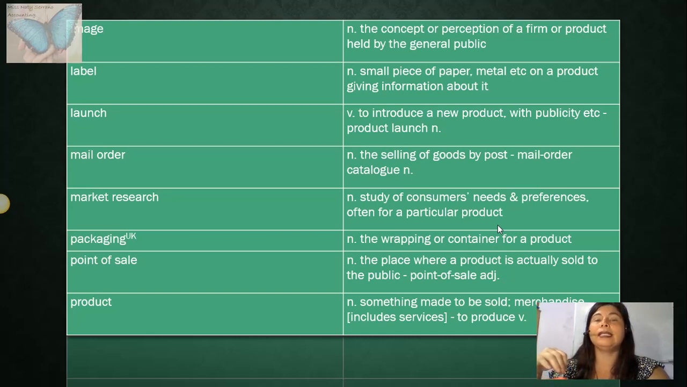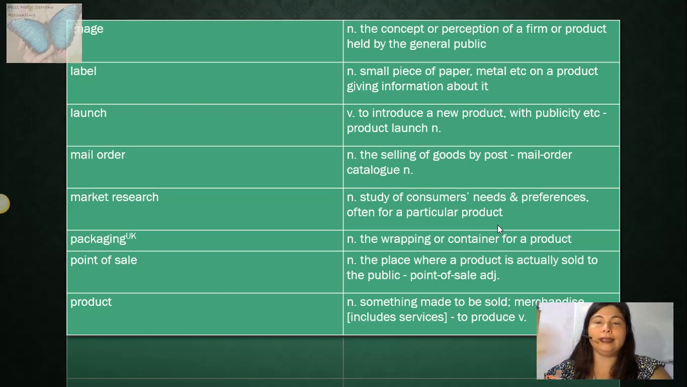Image is the concept or perception of a firm or product held by the general public. The label is a small piece of paper, metal on a product giving information about it. Launch is to introduce a new product with publicity. You're going to make a big launch, so you're going to send the information. This is the start of it.